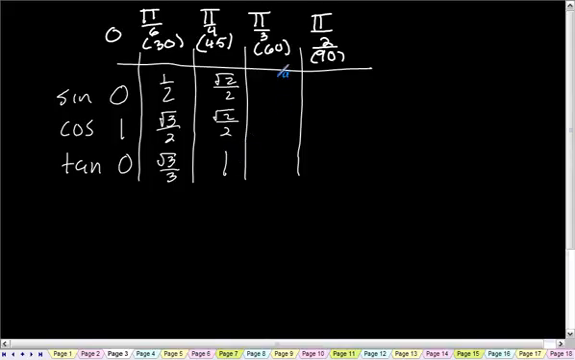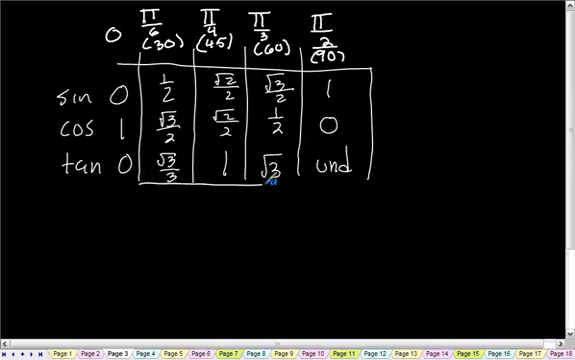For 60 degrees, sine is radical 3 over 2. For cosine, 1/2. And for tangent, we have radical 3. The sine of 90 is 1. Cosine of 90 is 0. And our tangent is undefined. We don't have a tangent for 90 degrees. It contains no tangent.